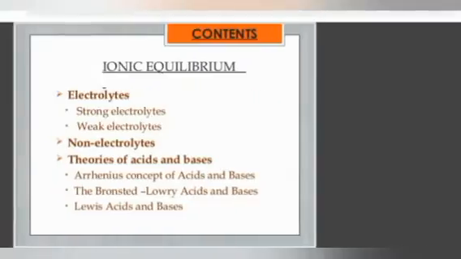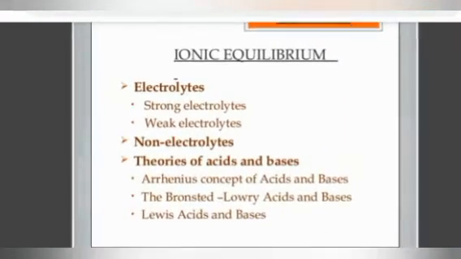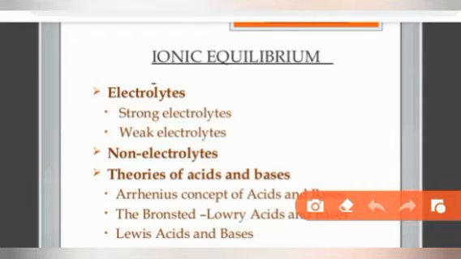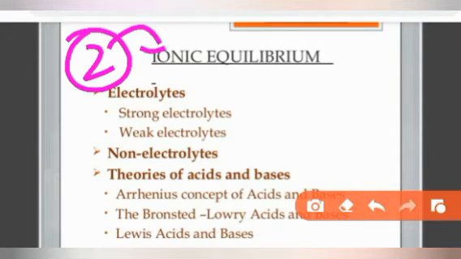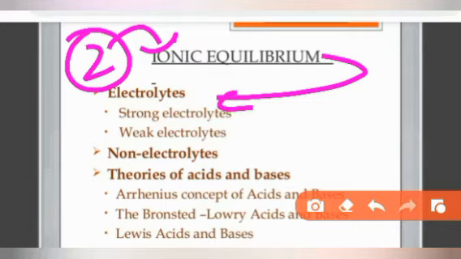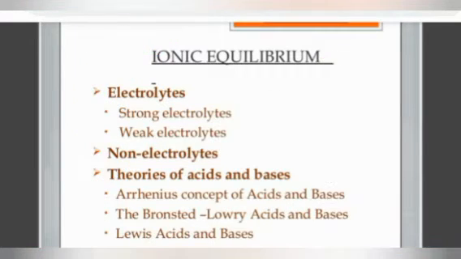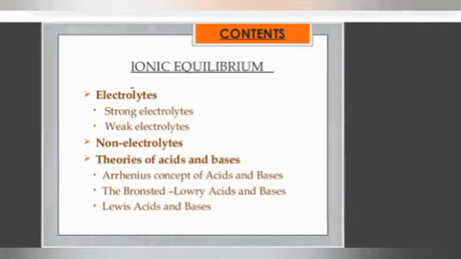As you know, we are doing the chapter Equilibrium nowadays, where we have studied that the whole chapter is divided into two parts: the first part is chemical equilibrium and the second part is ionic equilibrium. Ionic equilibrium is also known as electrolytes. In this section we will study what electrolytes are, their classification, that is strong electrolytes, weak electrolytes, and non-electrolytes, then the theories of acids and bases, which are Arrhenius concept, Bronsted-Lowry, and Lewis acid-base. Okay, so let's start first from ionic equilibrium.